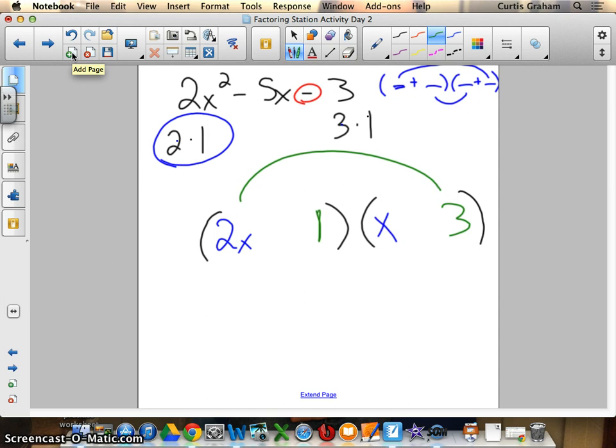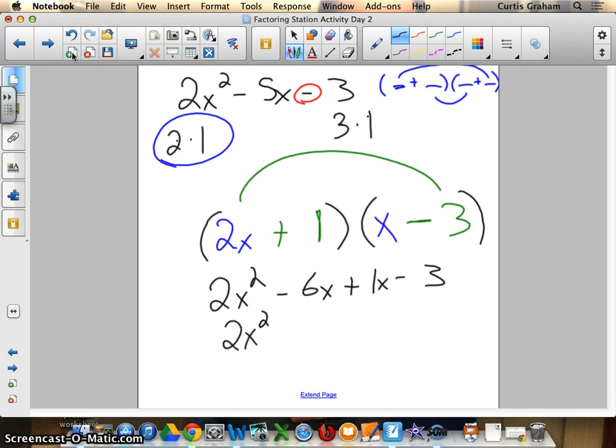All right. Lastly, I want to end up with a negative 5, so I need to have a negative 6 plus 1. All right, let's see if that works out for us. 2x times x is 2x squared. 2x times negative 3 is negative 6x. 1 times x is 1x. 1 times negative 3 is negative 3.